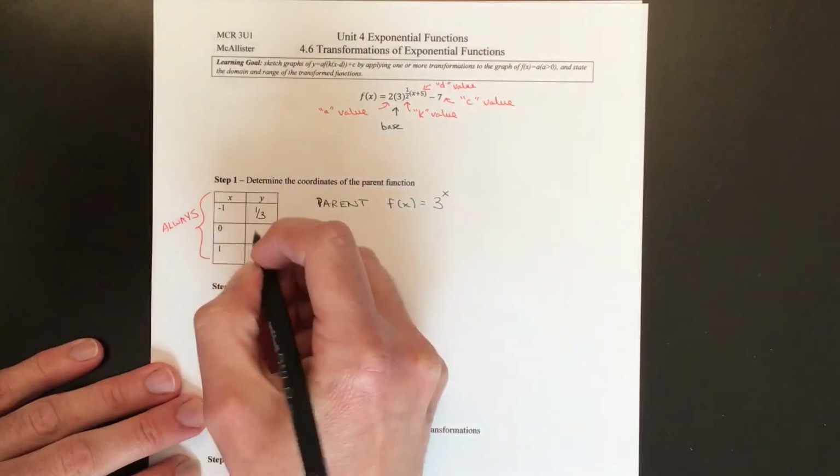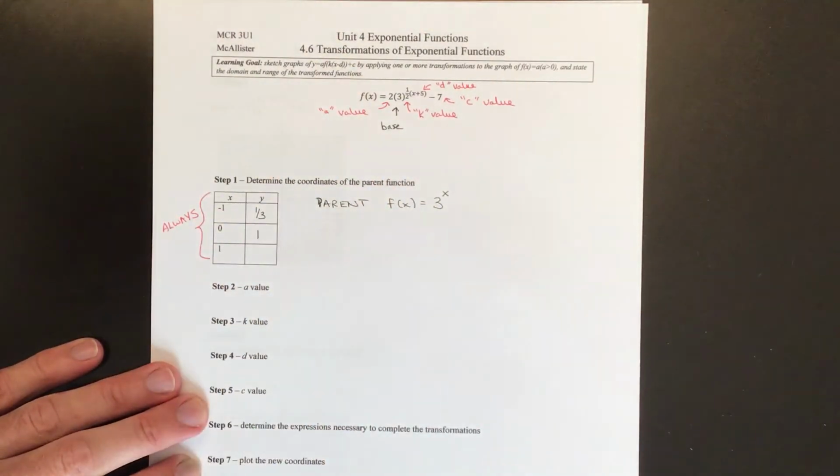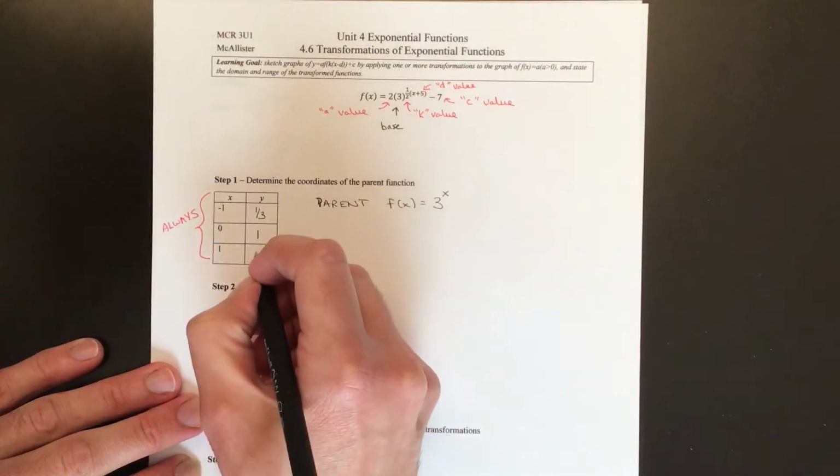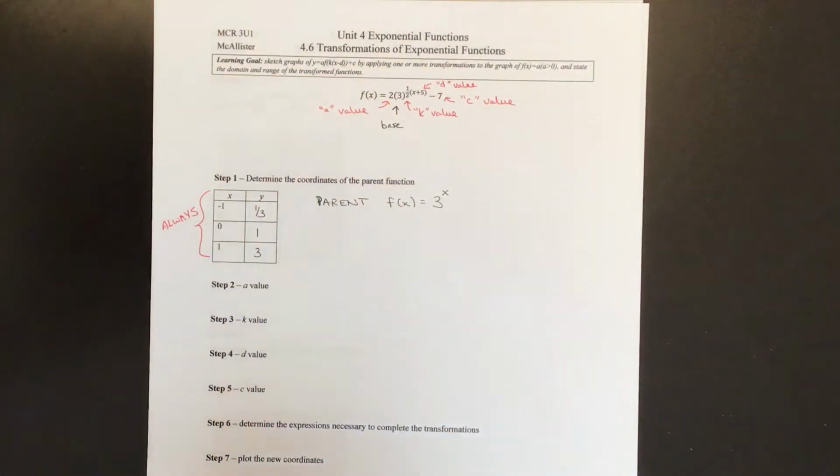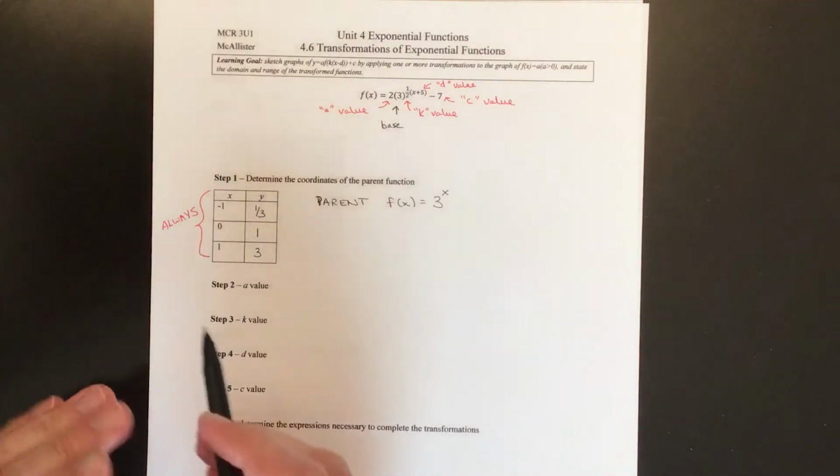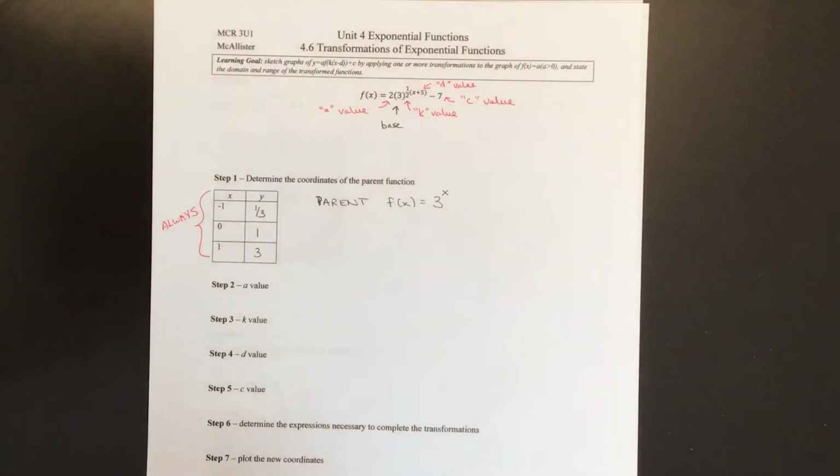3 to the exponent 0 is 1. And 3 to the exponent 1 is 3. And that's how we get our first 3 points from the parent function in order to apply our transformations. Once we have these, we're going to go through our transformations just like we did in Unit 1.